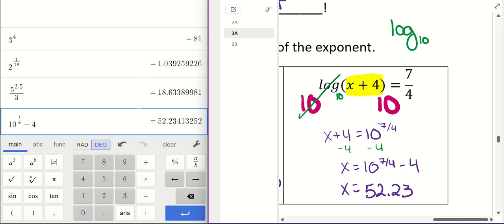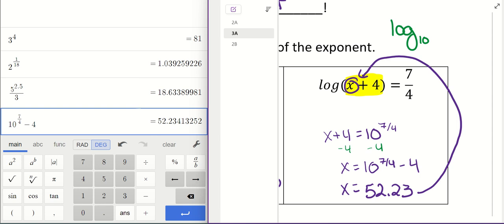Now, how could you feel confident about this answer if I wasn't here to tell you it was right? Well, you can substitute it back into the original, into x right there. It's not going to be perfect because you rounded a little bit, but it's going to be close enough that you can feel really good about it. So let's try it out.